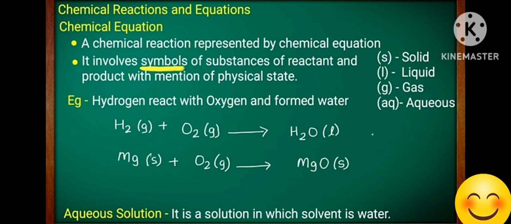Most students don't know about aqueous. An aqueous solution is a solution in which the solvent is water. When a solution is made, we have two parts: the solute and the solvent. The solvent is the one in which a solute is dissolved, like sugar and water. Sugar is the solute whereas water is the solvent.